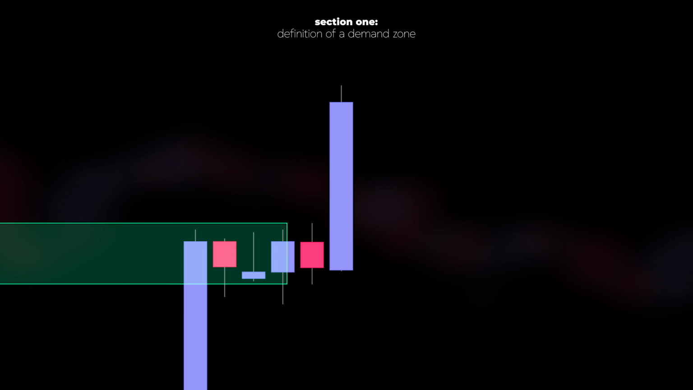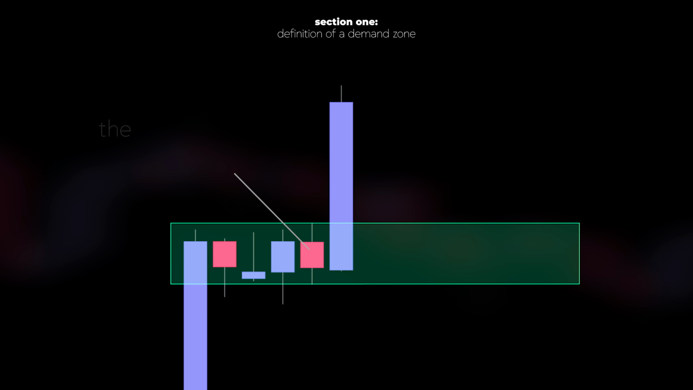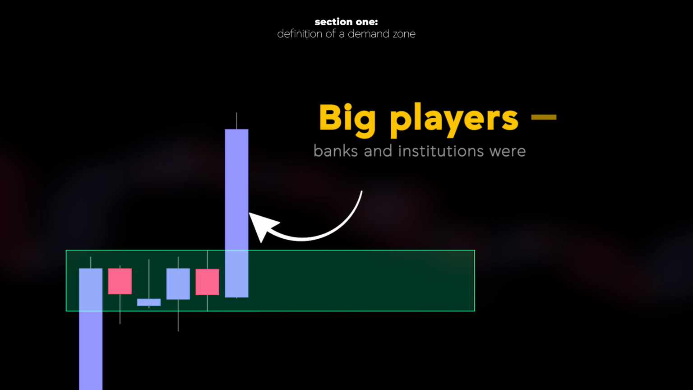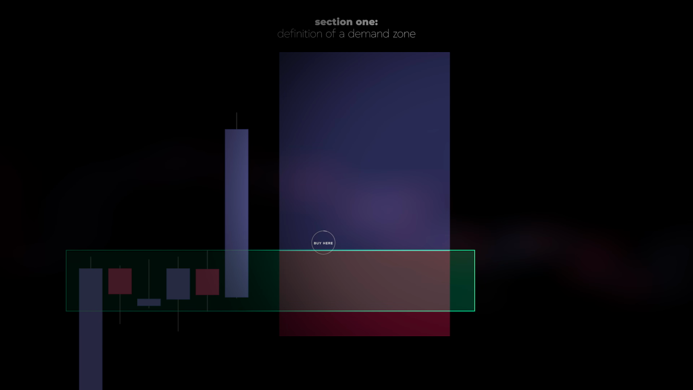Now what you can do is draw it as a box around the last candle before that strong price action move starts, and it would look something like this. This simply shows us that the big players, which means the banks and institutions, were buying heavily from that level. So we're gonna treat it like a cheap Forex market price, and if the price ever comes back to that zone again, we expect those large institutions to start buying their positions from that zone one more time. And this is where you also want to look for buying trade entries, so you're always trading with the institutions and not against them.